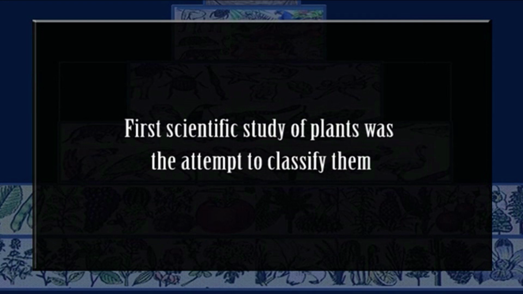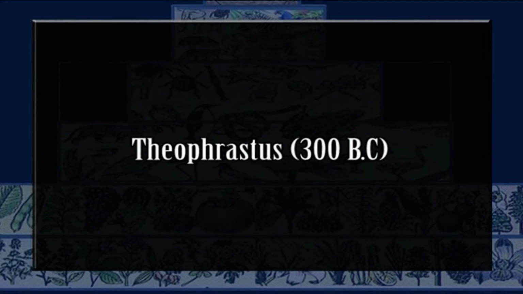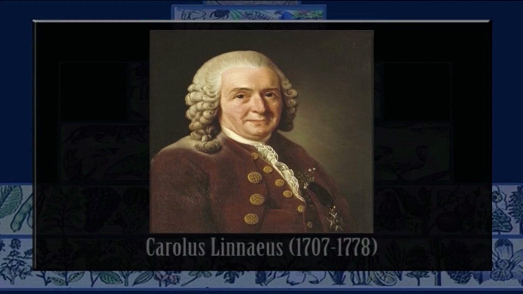Probably the first scientific study of plants was the attempt to classify them. At first, the plants were classified by artificial means into herbs, shrubs, undershrubs and trees, as was done by Theophrastus around 300 BC. These simple categories became the foundation of an advanced classification based on natural relationships. However, the beginning of the modern scientific classification of plants and animals started with Carolus Linnaeus from 1707 to 1778, who classified all known species of his time.